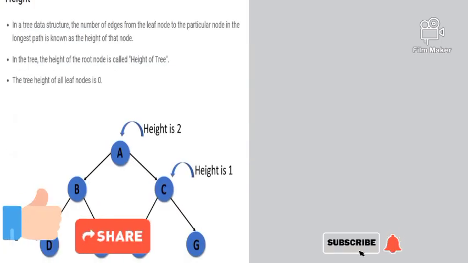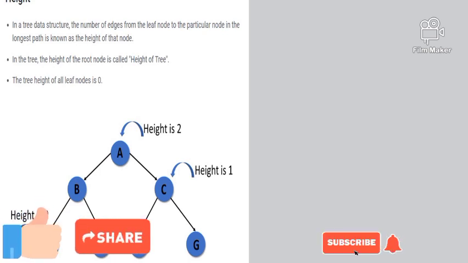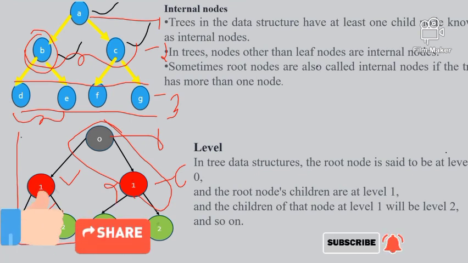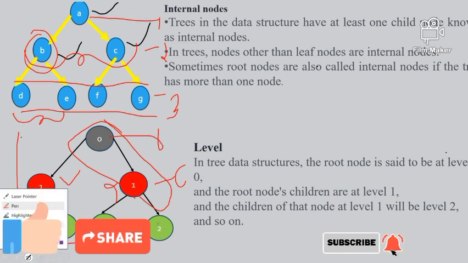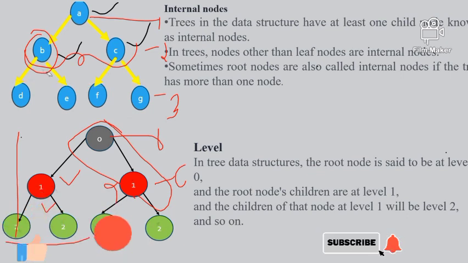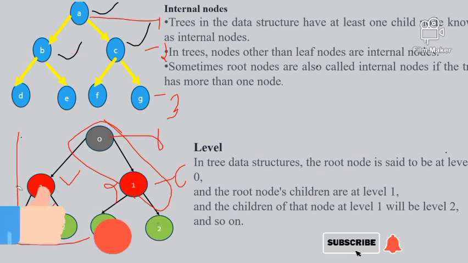And the next thing is height. What is the height of a tree? In previous classes we have seen that level is just the opposite. If I want to analyze, in the previous slide, the level of A, I will say the level of A is 0. The level of B is 1. The level of D is 2. In this way I am just going to confirm.